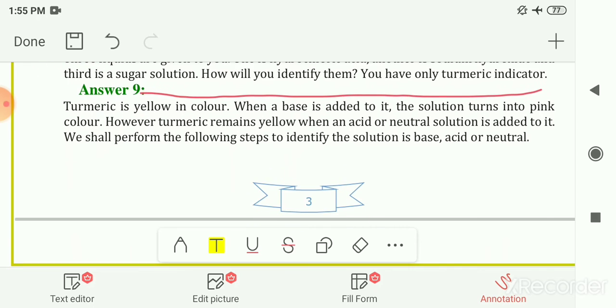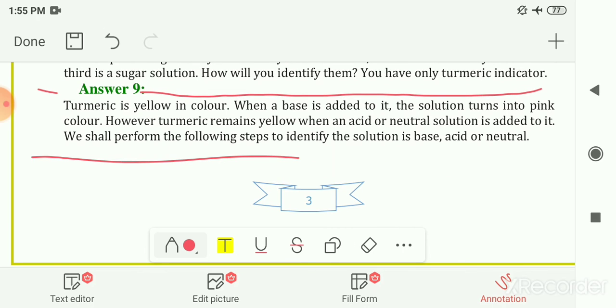Now let me see the answer. Turmeric is yellow in color, and when a base is added to it, the solution turns pink or red. However, turmeric remains yellow when an acid or neutral solution is added to it. It shows a color change only for a basic solution; for acid and neutral solutions, it will not show any effect.